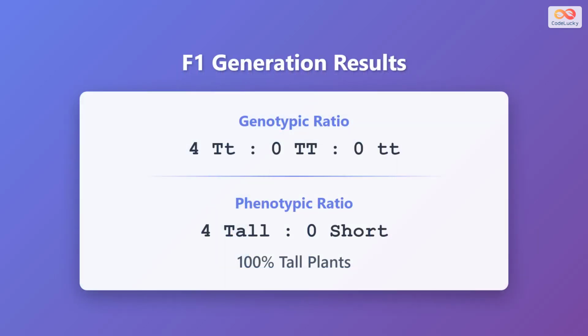The results from this cross are quite uniform. The genotypic ratio is 4 capital T lowercase t to 0 capital T capital T to 0 lowercase t lowercase t, meaning all offspring are heterozygous. The phenotypic ratio is 4 tall to 0 short, which equals 100% tall plants. Even though each offspring carries one recessive allele for shortness, they all appear tall because the dominant allele masks the recessive one.